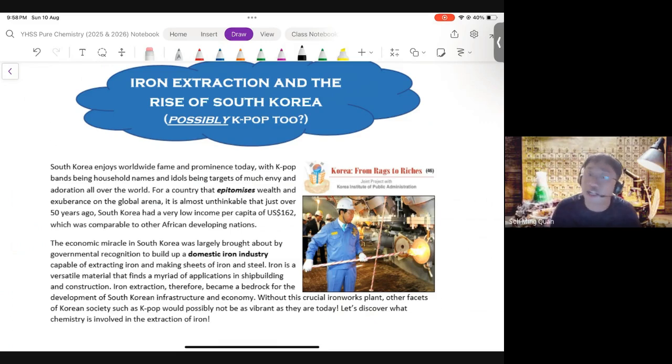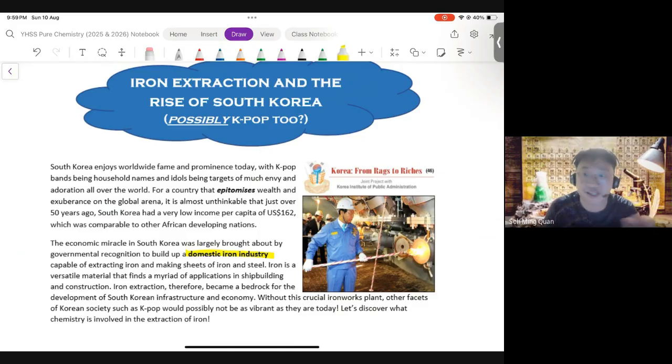So South Korea actually became rich in the 1970s alongside Singapore. All right, Singapore and South Korea, one of the few Asian countries that experienced this economic boom in the 1970s. And the reason why South Korea took off in terms of economics is because of the iron industry. South Korea realized that they could extract iron metal from the rocks that contain iron. And by doing so, they can produce their own iron.